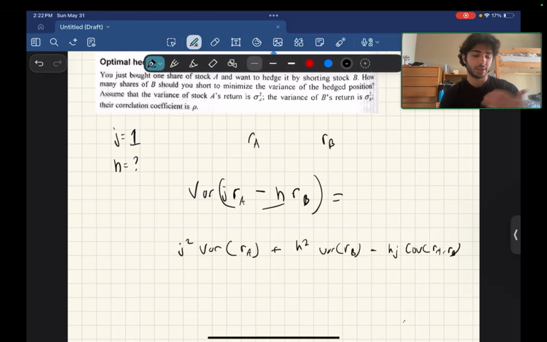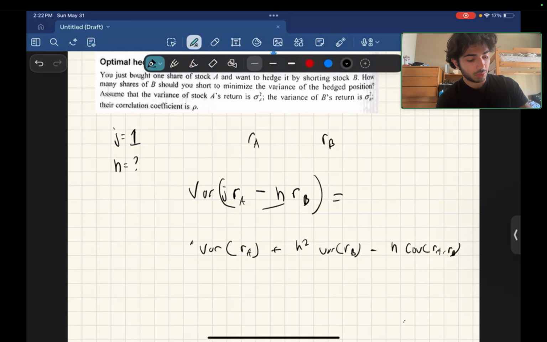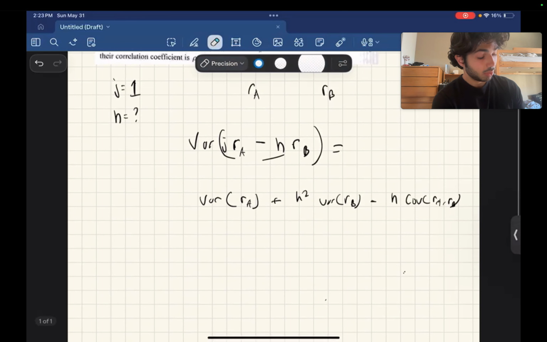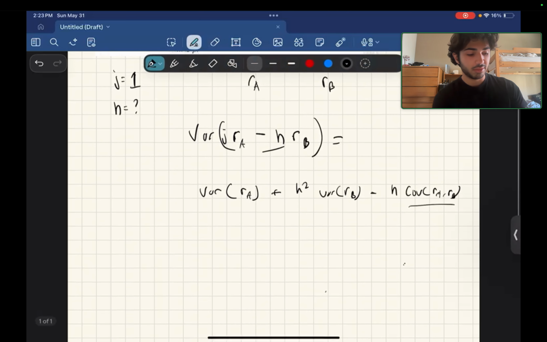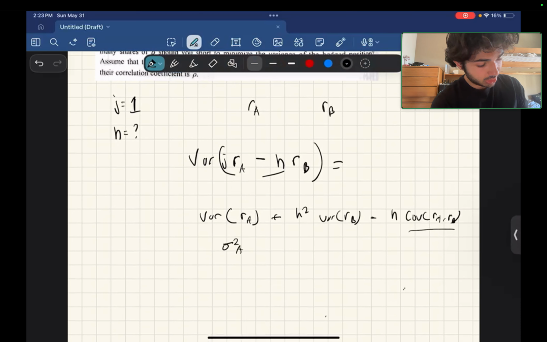Now, J is equal to 1, so we can get rid of the J's. This is our setup for the variance of this position, and we want to minimize over H. Firstly, we have this covariance, which is like an unexplained variable we don't have a variable for. So we have variance for A plus H squared variance of B minus H covariance of returns of A, returns of B.